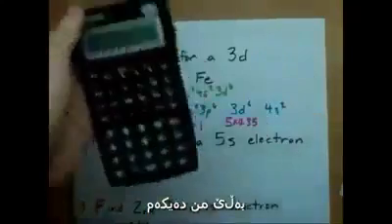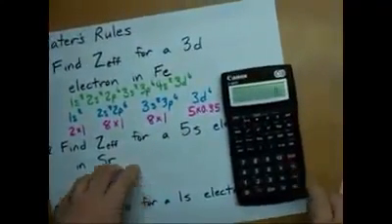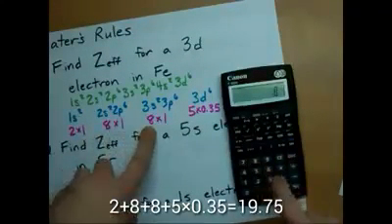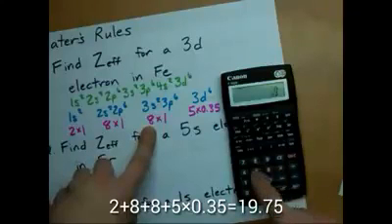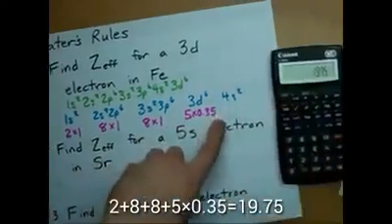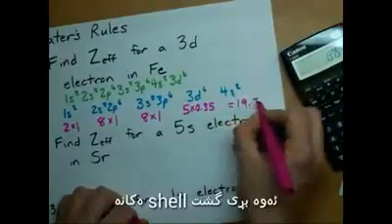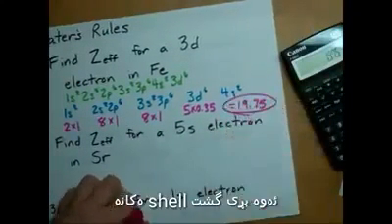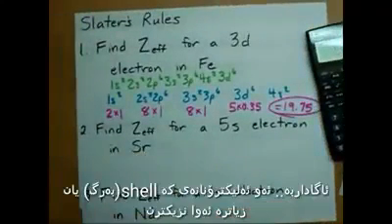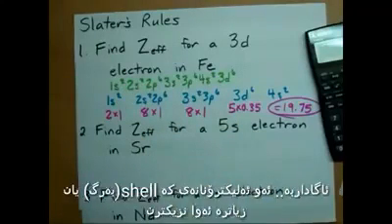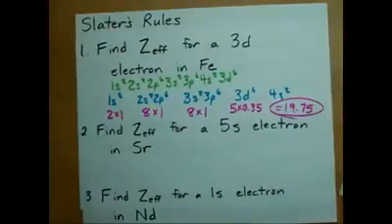Yes, I do. Bam. 2 plus 8 plus 8 plus 5 times 0.35 gives me a total of 19.75. This is the total amount of shielding. Notice there's more shielding for electrons that are closer than the electron you're talking about.